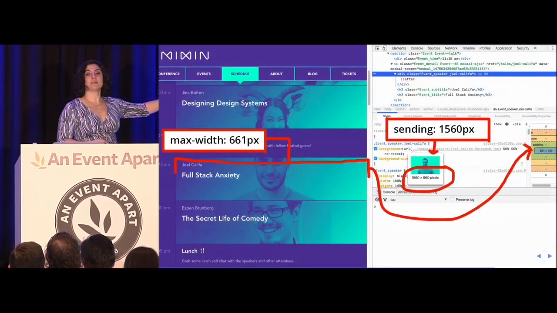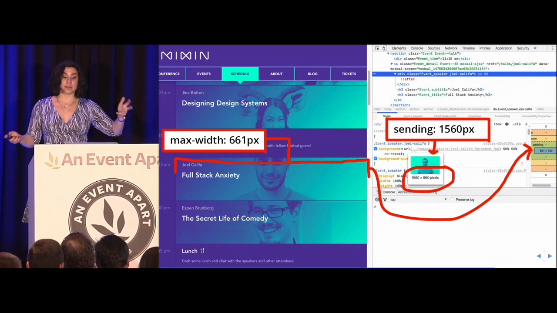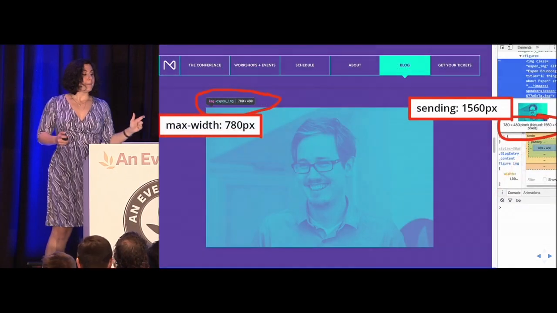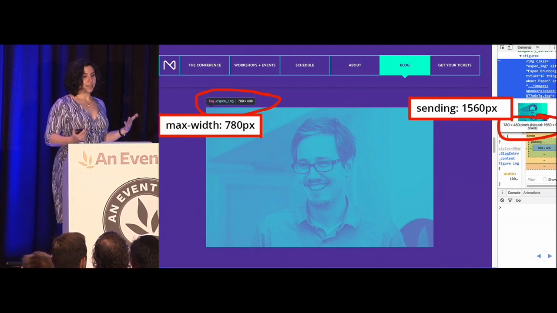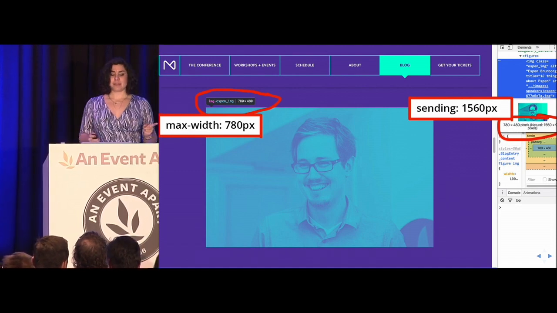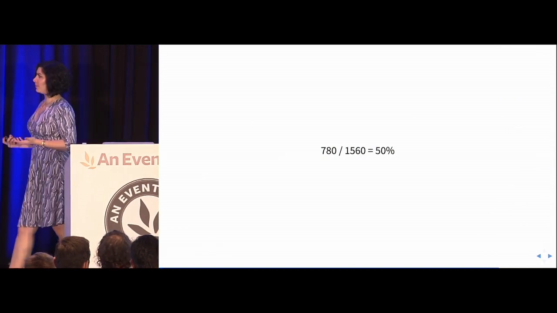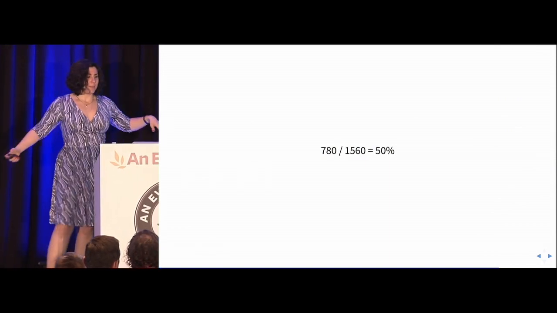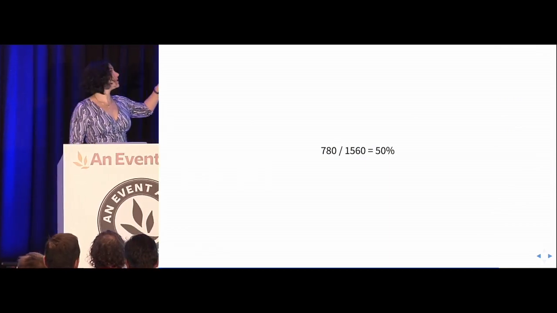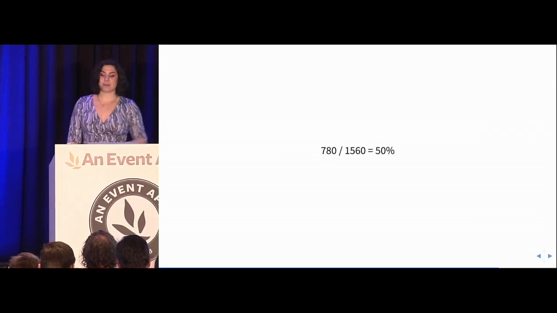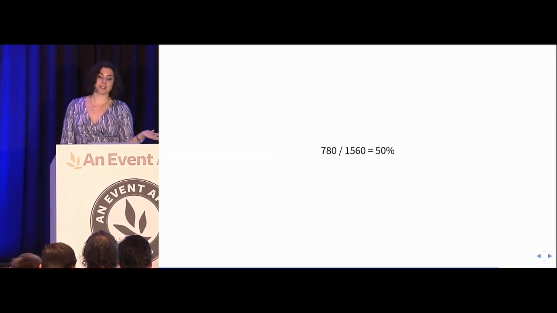OK, here I found it's a little bit bigger. It's at 661. So now that's currently the biggest size. And then, bam, I found it here at 780. So that means that we can reduce this in half. We can scale down all these images by half because that's the biggest potential size that we saw it on the site, to fit into their containers, to natural size their containers.